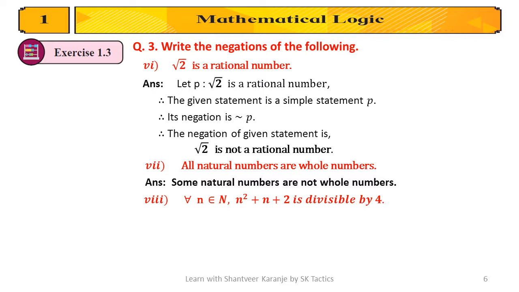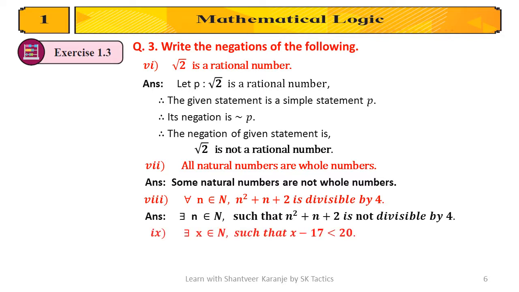For all n belongs to N, natural number, n square plus n plus 2 is divisible by 4. Let's see its answer. There exists n belongs to N such that n square plus n plus 2 is not divisible by 4 is the negation of the given question. Only one statement, a one line answer is expected from you for quantified statements.